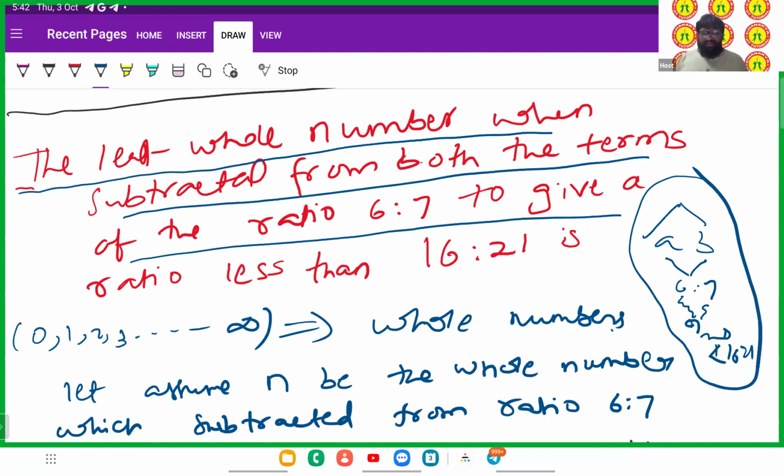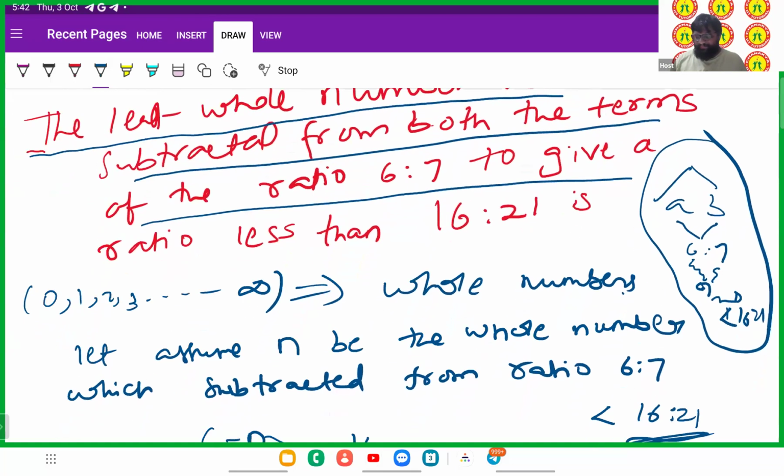Usually students feel it is very easy and go and solve it. But this is quite a tricky question, and here one inequality is present. What is the inequality? It is clearly mentioned in the question that it is less than 16:21. So you have to use your analytical skills here, not only concepts. That's the reason I tell you we need a lot of concepts and then analytical skills. Any doubt in this question?